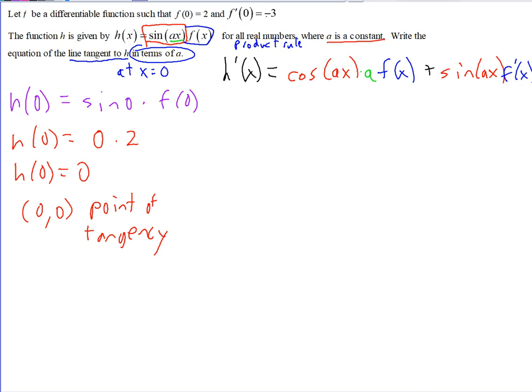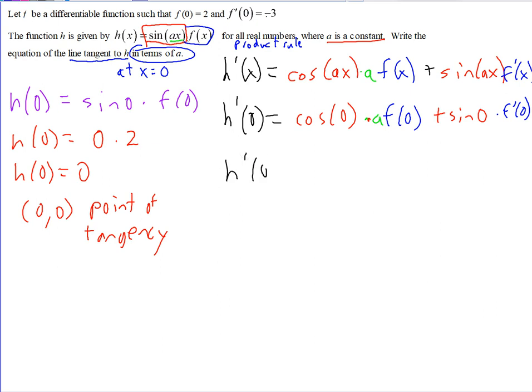We want it specifically at x equals 0, our point of tangency. So well, 0 times a is just 0, so cosine of 0 times a, times f of 0, plus sine of 0 times f prime of 0. Let's evaluate these. So the cosine of 0 is 1 times a. F of 0, they give us right up here, 2. Sine of 0 is 0. So you don't even need f prime of 0, although it does tell us that it's negative 3. It's not going to matter though because you put the 0 in and that wipes that out. So all we're left with is 1 times a times 2, so 2a.